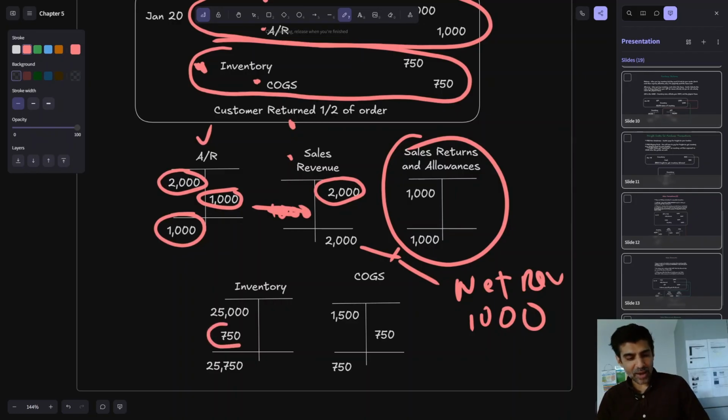Inventory, we're adding back that 750 because this is a return, right? The allowance is not going to have this part, but since this is a return, we're saying it's a return of half the order. We're going to add it back in. And the cost of goods sold, this was the original.